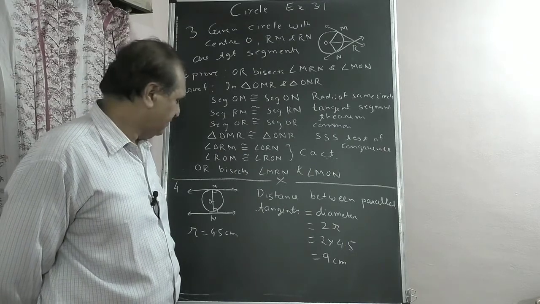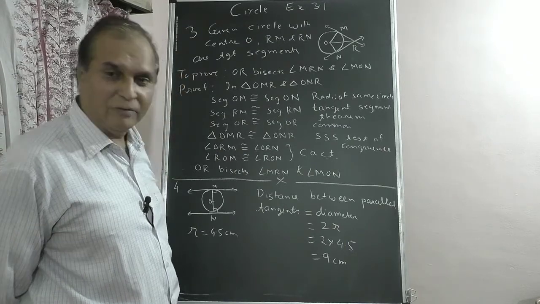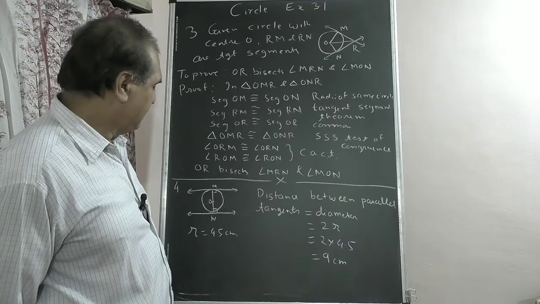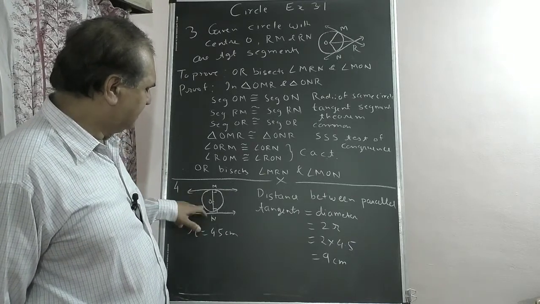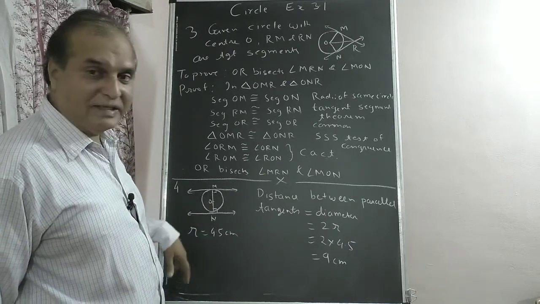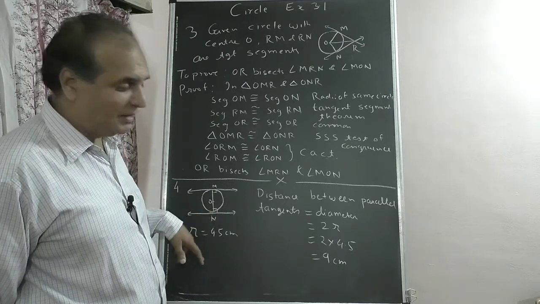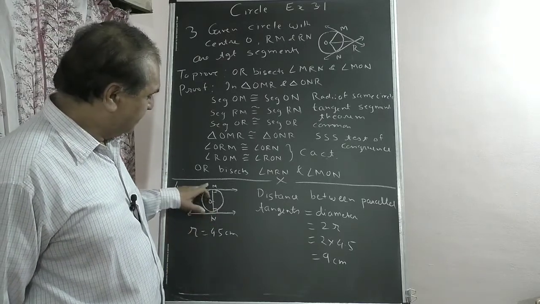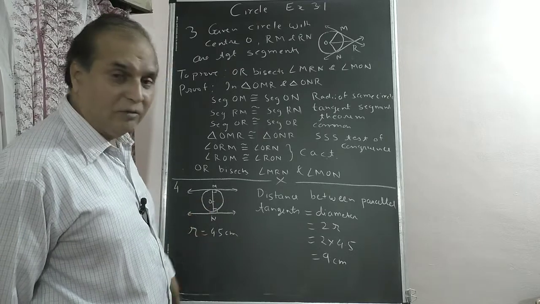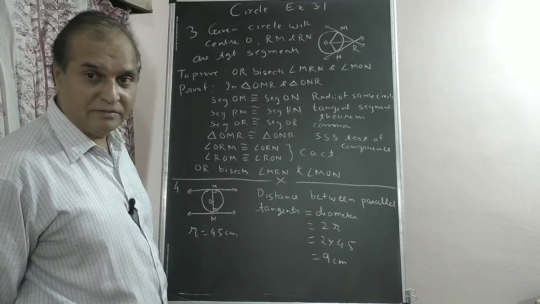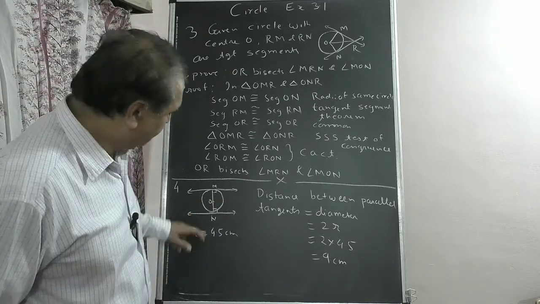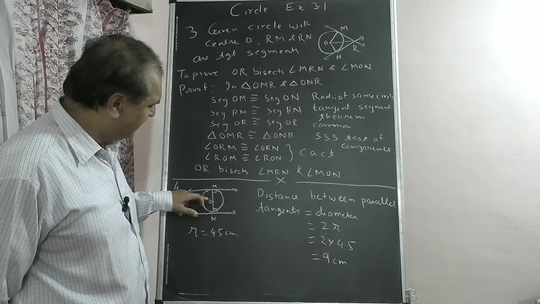Okay? And the fourth sum, the last sum of exercise 5.1. See, a circle is given, radius 4.5. Parallel tangents are given, the figure is not given, but I am explaining. So the distance between parallel tangents is always equal to the diameter of the circle. Okay? See, they are parallel. This is 90, this is 90.